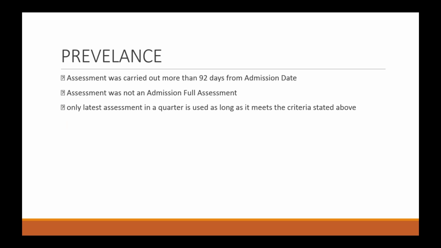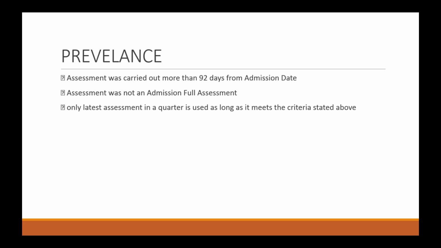Now, the prevalence indicators, where we're just using the current assessment, have some exclusion factors involved. First of all, the assessment was carried out 92 days after the admission date. So when you fill in the data for admission date AB1, then you know that this assessment must be carried out more than 92 days from that admission date, so 93 days in the building.